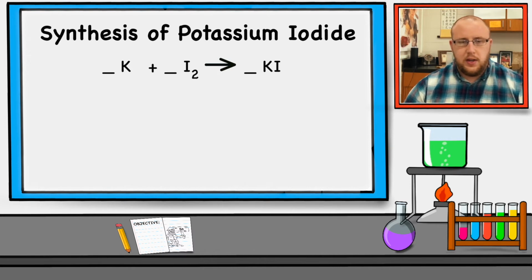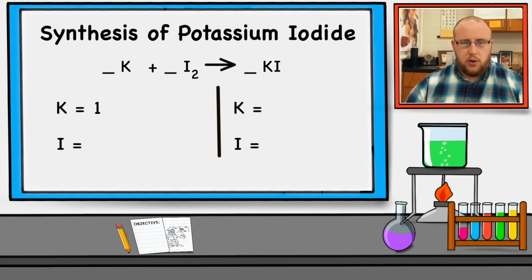Okay, to start out, let's see how many of each element are on both sides of the equation. So first I'm going to come across my potassium atom and I write down K. I see that there's no subscript or coefficient, so there's only one potassium atom on my reactant side. Okay, good. Now we go to my iodine. Iodine has a subscript of 2, so no coefficient, subscript of 2. 2 times 1 is 2. So I have 2 iodines and 1 potassium on my reactant side. Let's go to my product side.